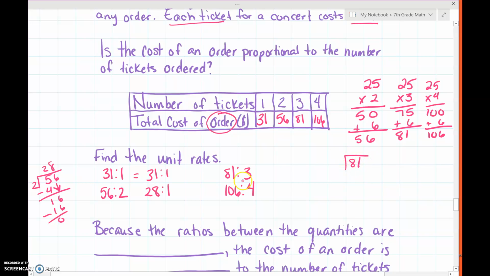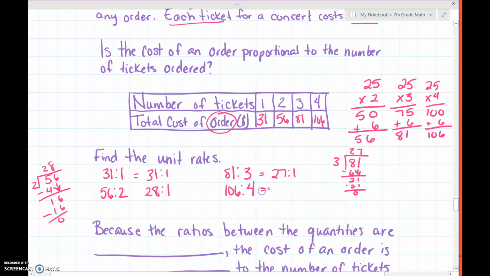Now we have 81 divided by how many tickets? 3. 3 goes into 8 twice. 2 times 3 is 6. 2, bring down the 1. 3 goes into 21 7 times. That's 0, so it's now 27 to 1.